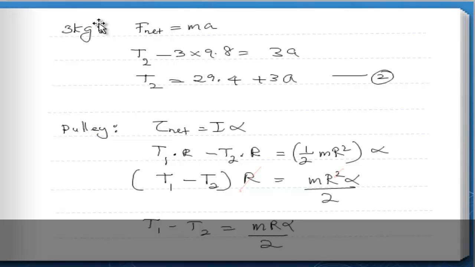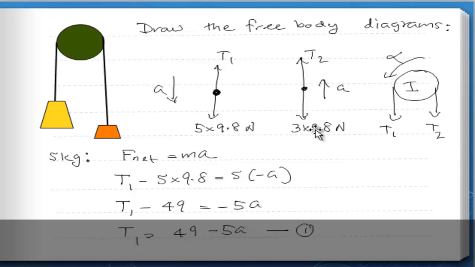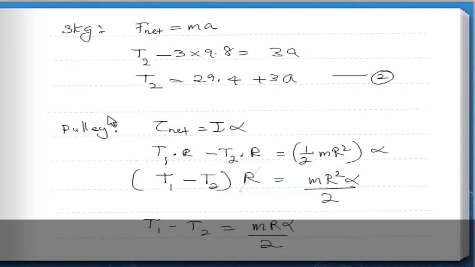We repeat the same thing for the 3 kilogram mass. F net equals ma. So T2 minus 3 times 9.8 equals 3a. So T2 equals 29.4 plus 3a. So the difference here is acceleration is positive in the second equation because this block is moving upward, so it's a positive acceleration. For the pulley, we use tau net equals I alpha.